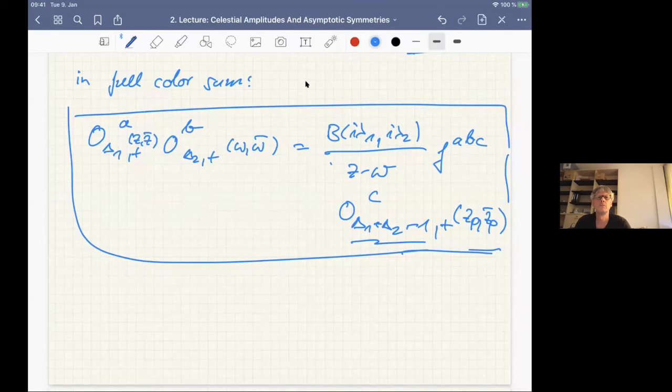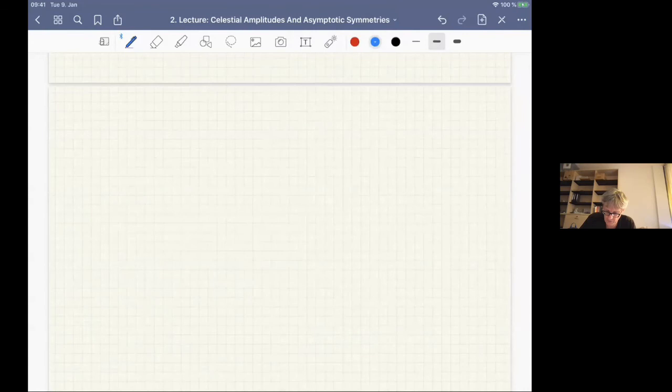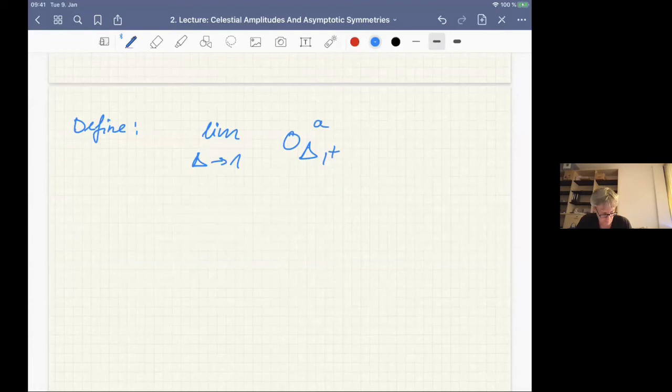So we have now understood what soft limits and collinear limits are describing on the celestial sphere. In particular, collinear limits describe OPEs. So we can now combine the two and define the following object. We take the soft limit, delta goes to one, of these gluon operators, and define it to be a new operator. It's actually a current.